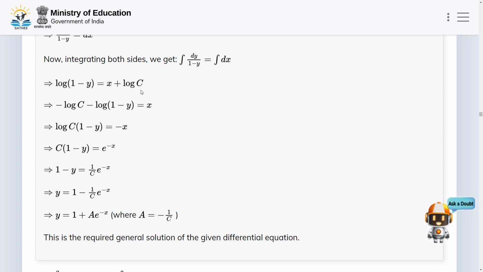What constant are we taking? We are taking the constant in terms of log. That's it. Okay, log.